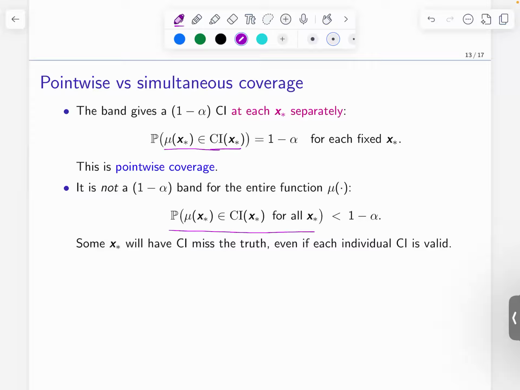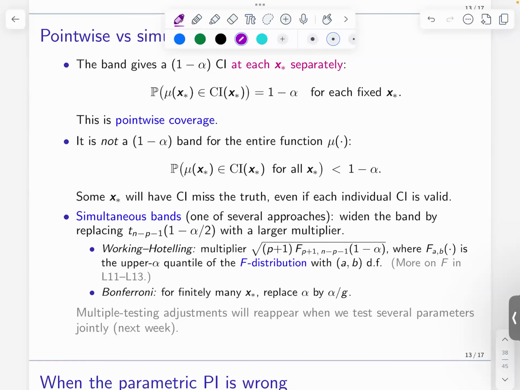That first version might not be obvious, but if I fix one x star, then it holds. But if I want a statement that simultaneously holds for all x star, or a sequence of x star, then I need this stronger version, which we don't have. If you want something like that, there are multiple ways of doing it. There's a classical approach, the so-called Working-Hotelling band, from a very long time ago, where you change the multiplier of the confidence band by something related to the F distribution. This one you can figure out later in the course if you want.